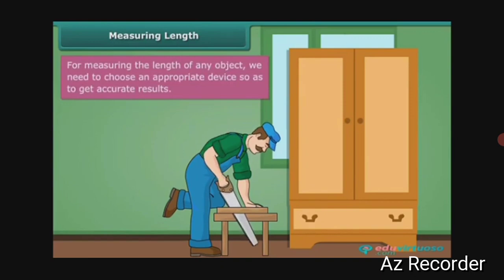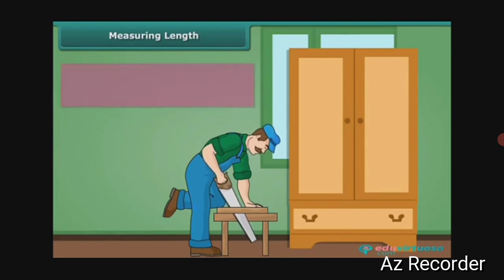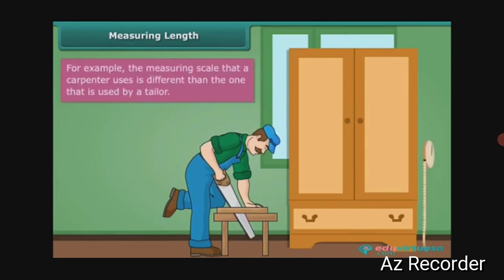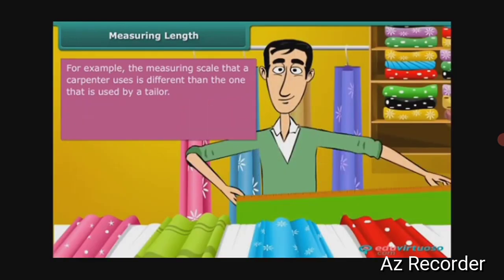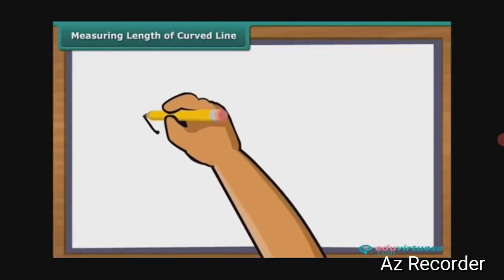Measuring length. For measuring the length of any object, we need to choose an appropriate device so as to get accurate results. For example, the measuring scale that a carpenter uses is different from the one used by a tailor. If these are interchanged, you can imagine the amount of confusion that will come.